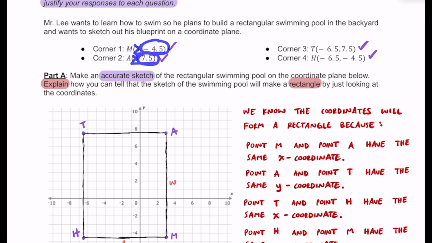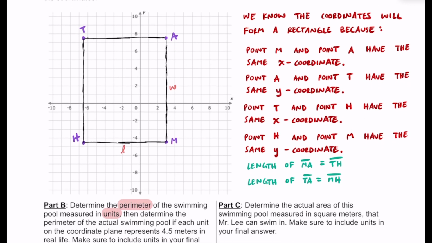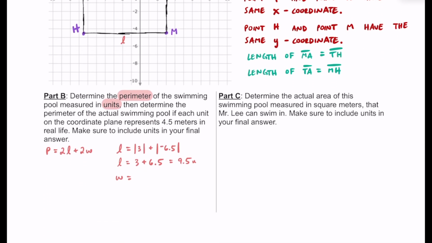These are also in different quadrants, so we're going to add their absolute values. So we're going to add the absolute value of negative 4.5 with the absolute value of 7.5. The absolute value of negative 4.5 is just going to be 4.5, and then the absolute value of 7.5 is 7.5. So 4.5 plus 7.5 should be equal to 12 units.